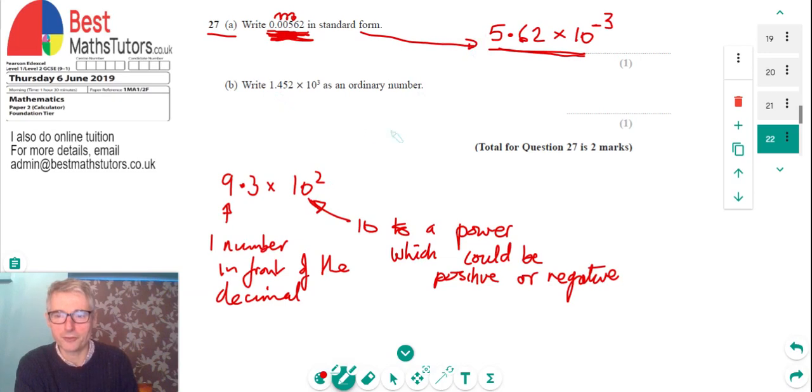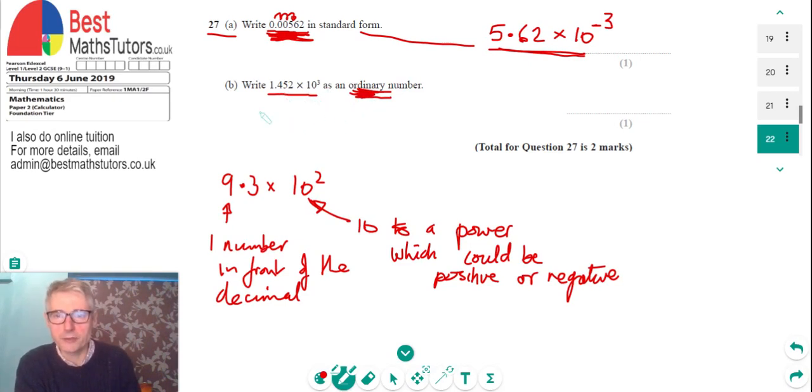And we often need to go in the opposite direction. So part B, what we've got is a number which is written in standard form. So standard form, again, being that bit where we've got a number followed by a decimal point with some other numbers, times 10 to a power. And we often have to write it in ordinary form. So we have to go back to the form of writing a number which we're used to.